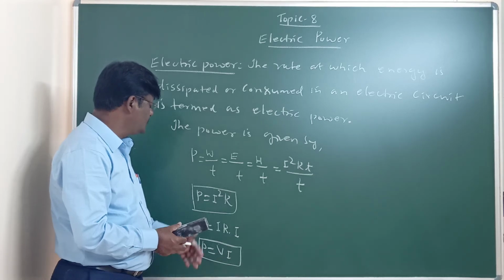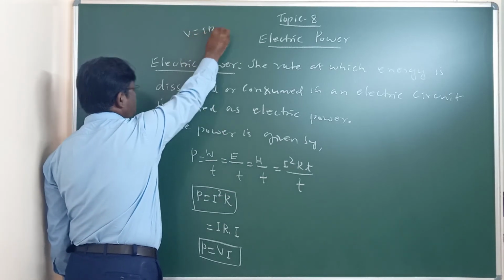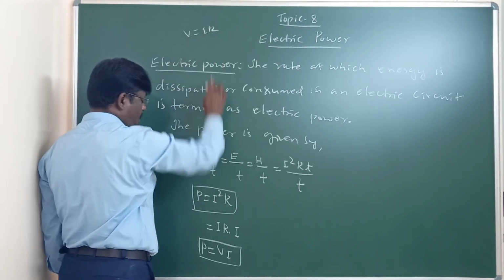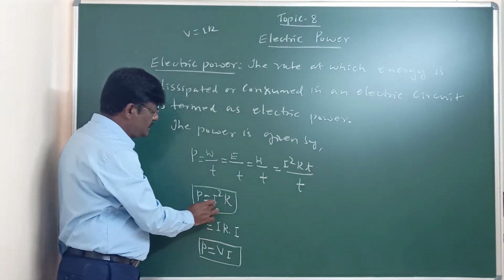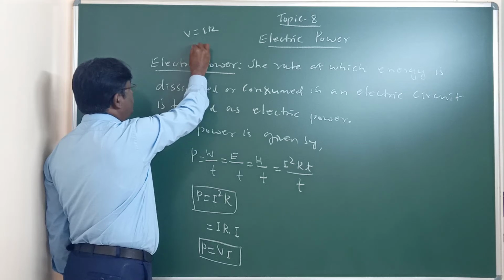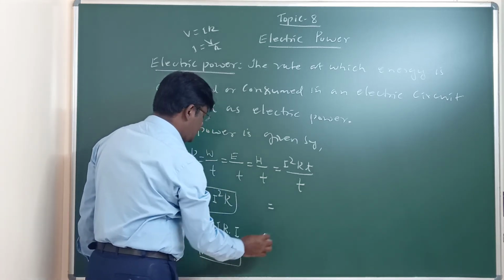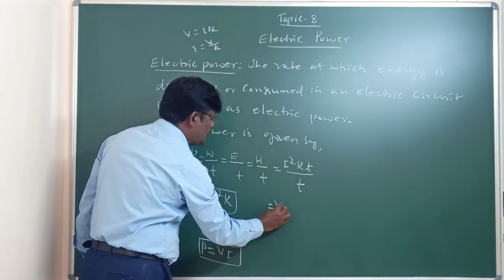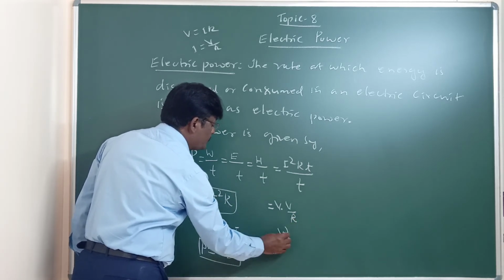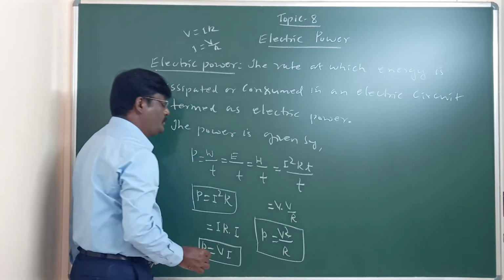Next, another relation. V equal to IR, so I is V by R. Now in the next step, I write in place of I, V by R. Hence V into V by R, that is V square by R. So we have one more relation for electric power, P equal to V square by R.